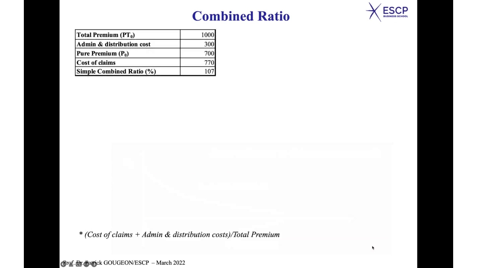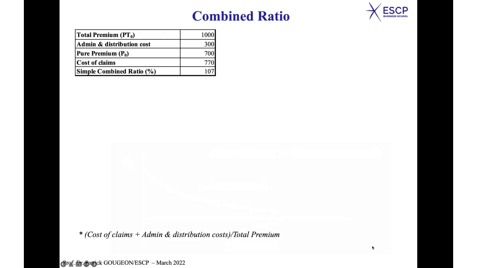So now let's come back to the combined ratio to introduce this concept of time, and it is again useful to reconsider this ratio to have a clear understanding of the pricing. So let's assume the total premium is 1,000, admin and distribution costs 300. So the pure premium will be 700. The cost of claims is estimated at 770. So if you calculate a simple combined ratio as we did, we have 107.